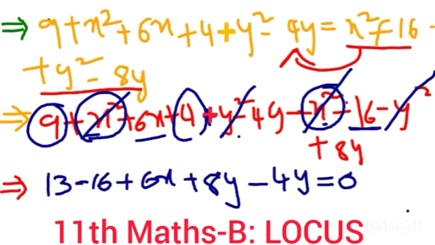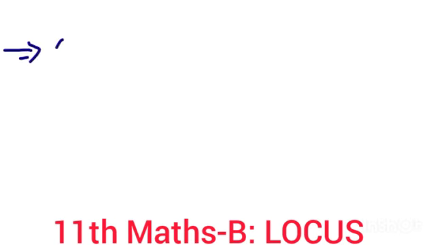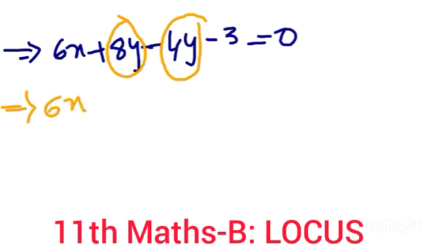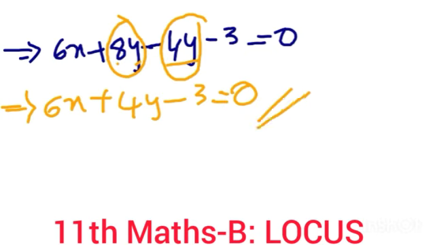Subtracting these, we get 6x plus 8y minus 4y minus 3 is equal to 0. Now 8y and 4y get subtracted, so we get 6x plus 4y minus 3 is equal to 0. So this is our answer, this is our solution, this is our equation of the locus of a point.